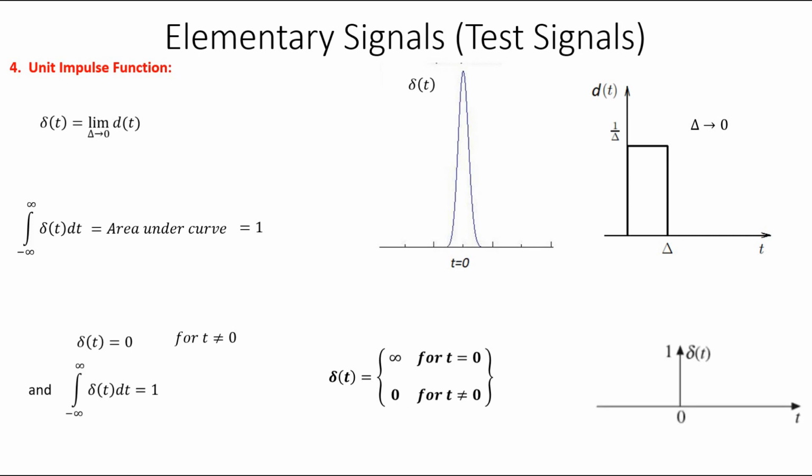And for representation we are representing it like this. It occurs only at t equal to 0, all other values are 0, only at t equal to 0, and that value is very high, and this 1 means the area under the curve is 1. That is represented by this one, where the value is very high, infinity. So that is about the impulse function.